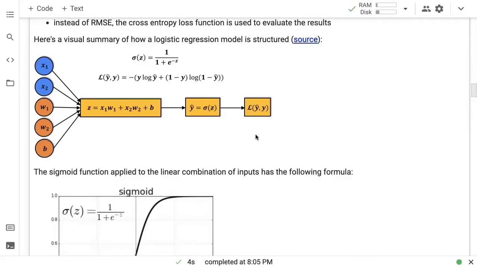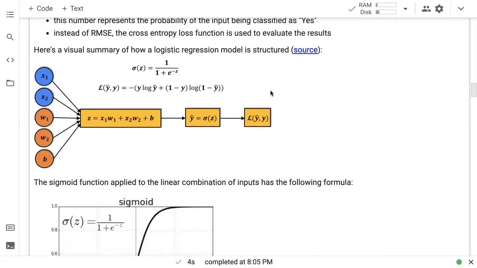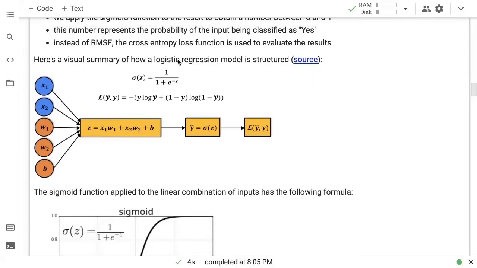If it is not predicting the right probabilities, then we penalize it by giving it a high loss. If it is predicting the right probabilities, then we penalize it less by giving it a low loss. But overall, we come up with a loss for the model. And for logistic regression, the loss is called the cross entropy loss. It has a formula like this. Again, the details are not that important.